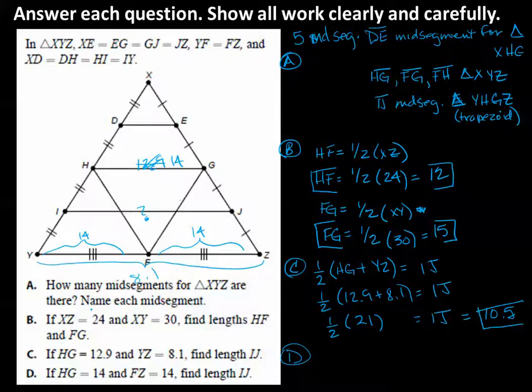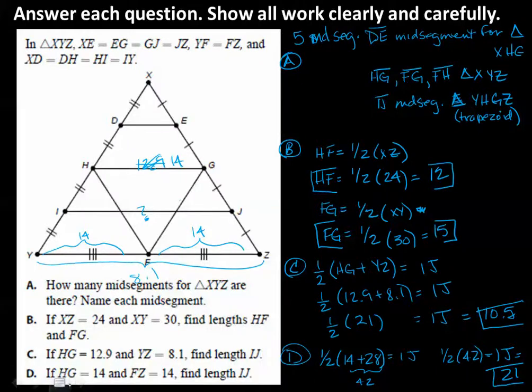All right, so IJ is the mid-segment of that trapezoid, YHGZ. So all we've got to do is work through the trapezoid formula again. So I'm going to have 1/2 HG plus YZ, which is going to give me 14 plus 28, equals IJ. So 14 and 28, I'm trying to squeeze this in so there's enough room, will give me 42. Yeah, 42. So I'm going to have 1/2 42 equals IJ, and 1/2 of 42 is 21. So there you go. That's how you work that one.